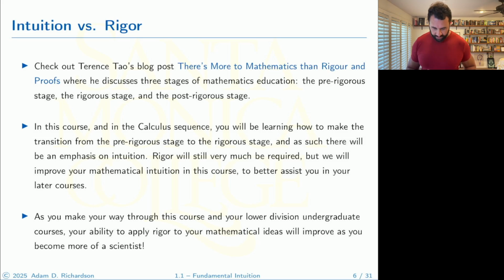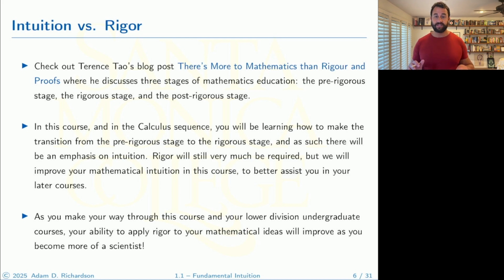Oh yeah, here's a blog post I recommend you all check out. It's by Terence Tao. He's considered the greatest living mathematician. He works in the UCLA math department. I think he's still the chair of that department, but he wrote a really good blog post called "There's More to Mathematics Than Rigor and Proofs." Where he talks about the different stages of mathematical education, the pre-rigorous stage, the rigorous stage, and the post-rigorous stage. So every student of mathematics goes through these three stages.